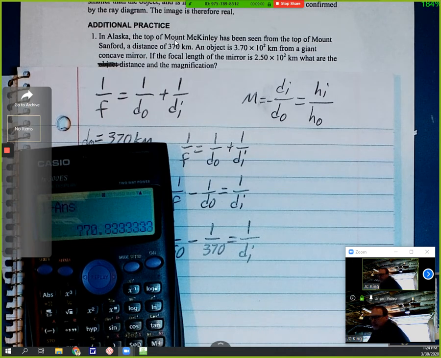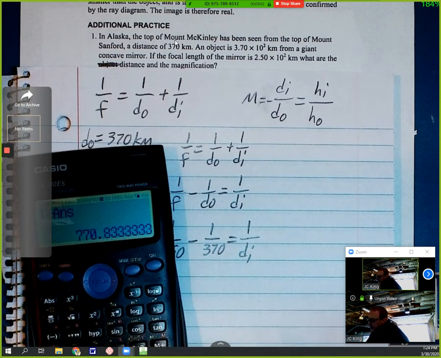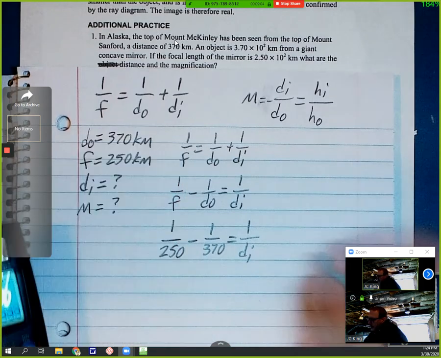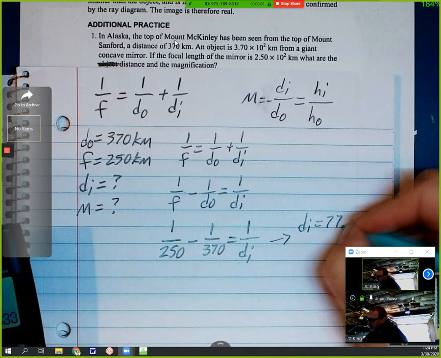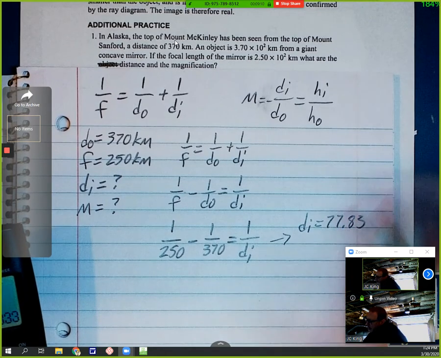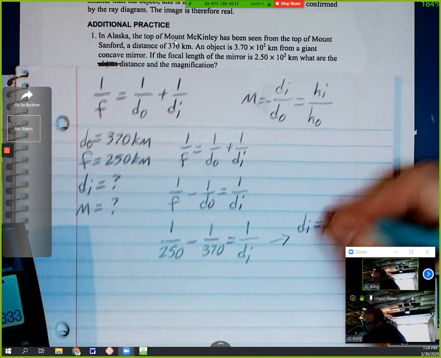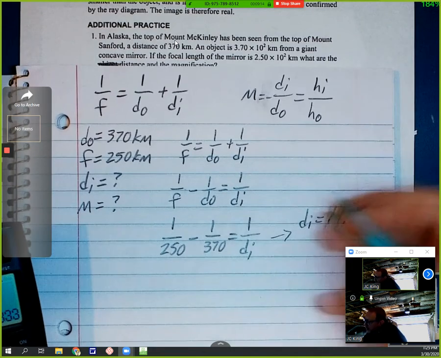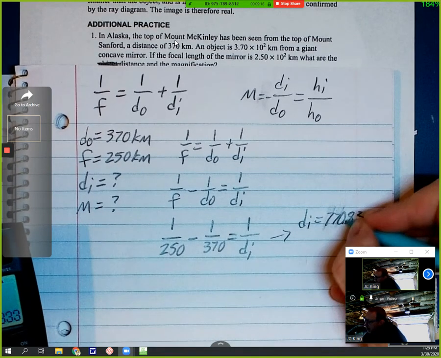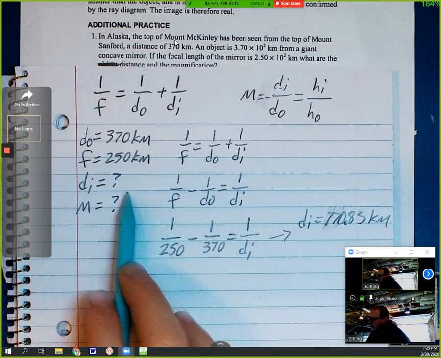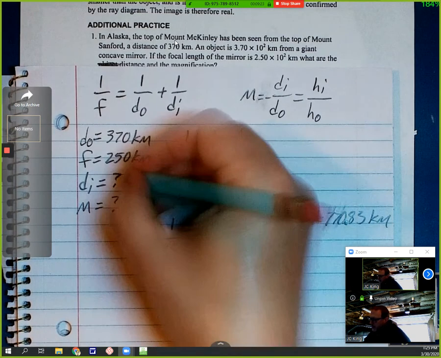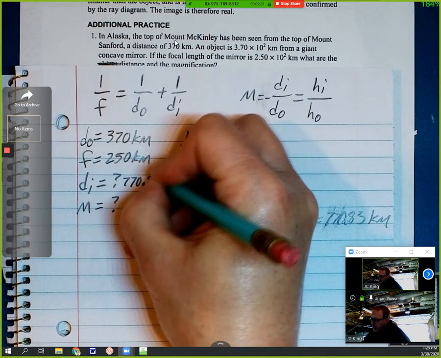And so the distance of my image, according to this, is 770.83, and I forgot a 0 in there, 770.83 kilometers. So that's the answer to the first thing over here, 770.83 km.